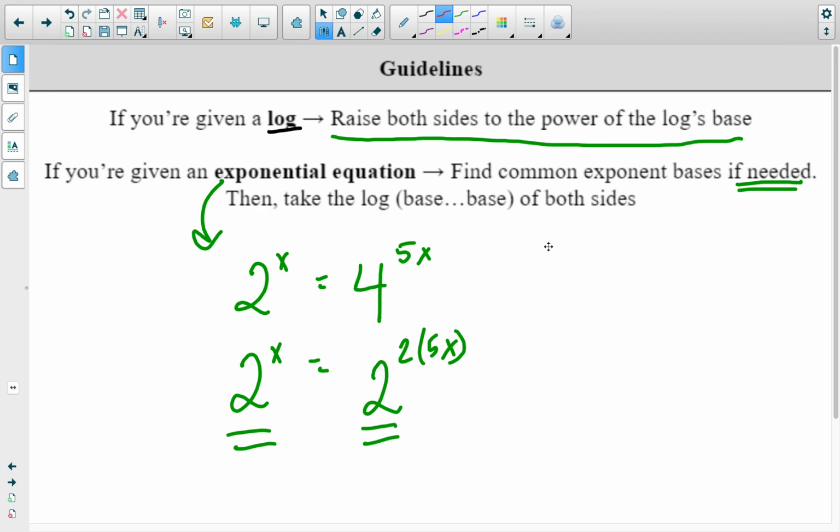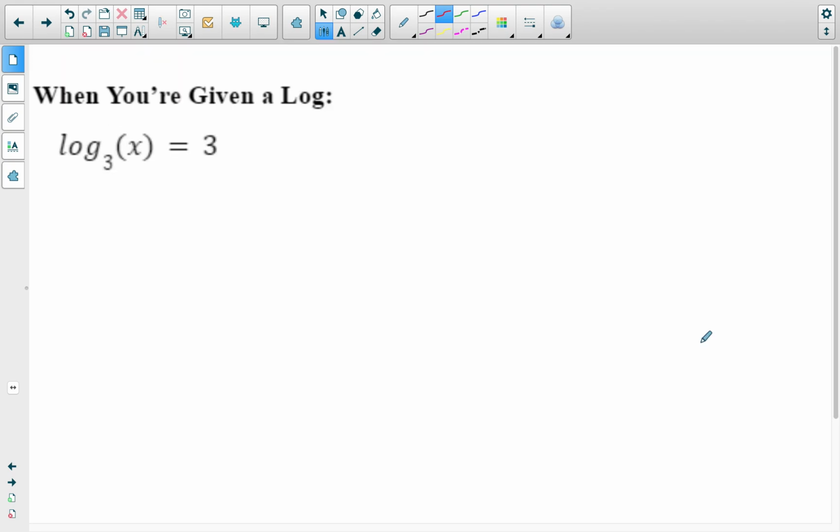But what happens if we have 10 to the x equals, I don't know, 9 to the x plus 4? Well, this is a problem because I can't rewrite 10 or 9 in a form that would allow them to have the same base. So here's where logs come in.